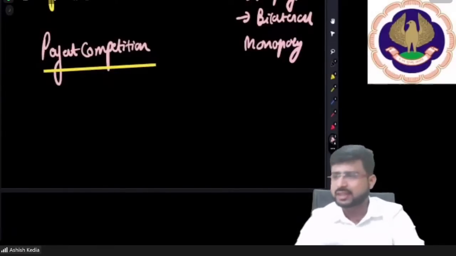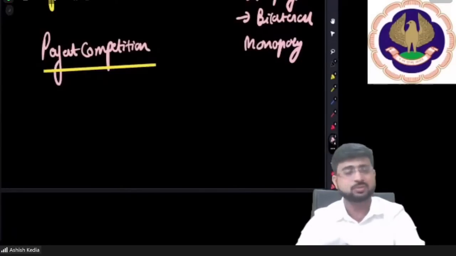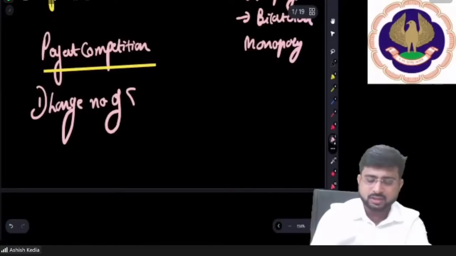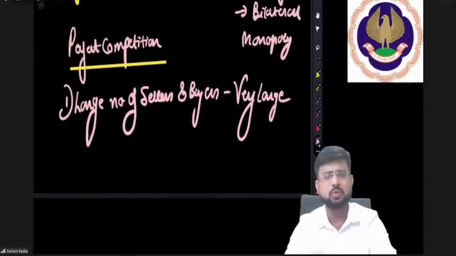Having said that, let's come to the key discussion: what is perfect competition? Please remember, before starting, this market is not existing in reality. It's a market which is characterized by a large number of sellers and buyers. When I say large, I would rather write very large. You could even use the word infinite. There are a large number of sellers and buyers.